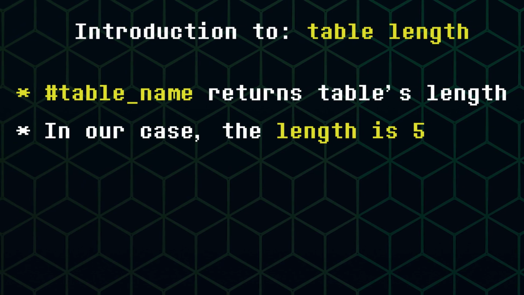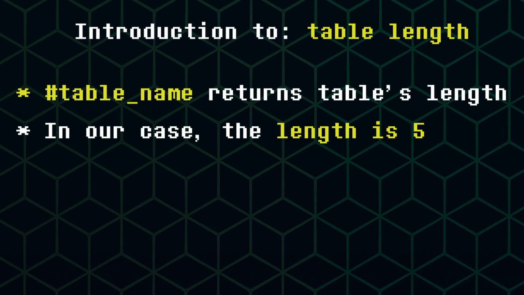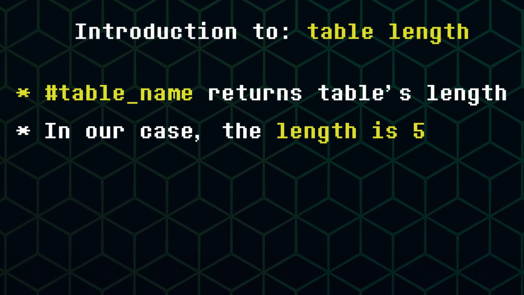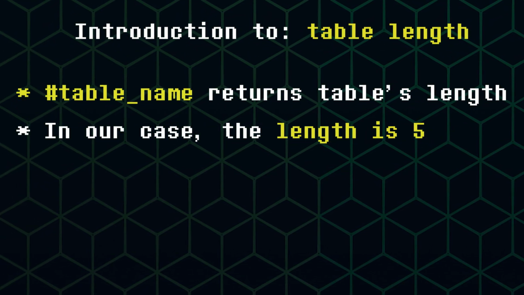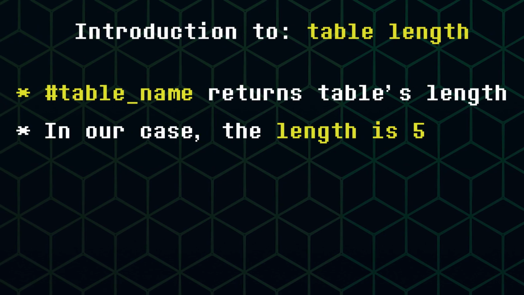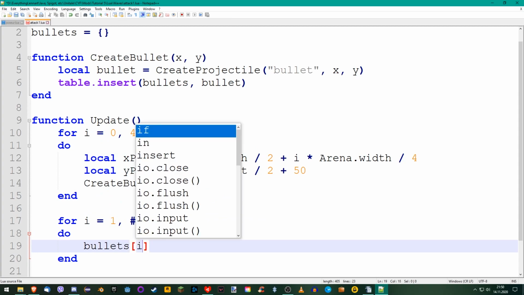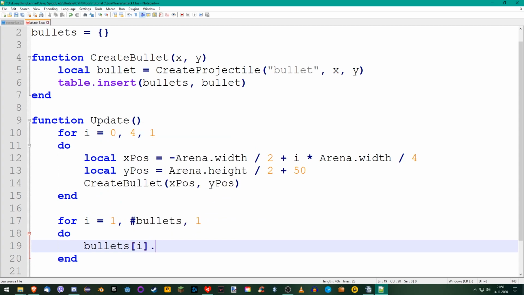So what's the big deal? We could have just written 5, plain and simple. But, in case the length of the bullet table changes, the max value now changes as well, so all bullets move no matter how many are in the table. Let's call the bullet object from the index I and make it move. Because I changes every time the loop runs, this way we access all of our bullet objects from the indices 1 to 5, which is exactly what we want.